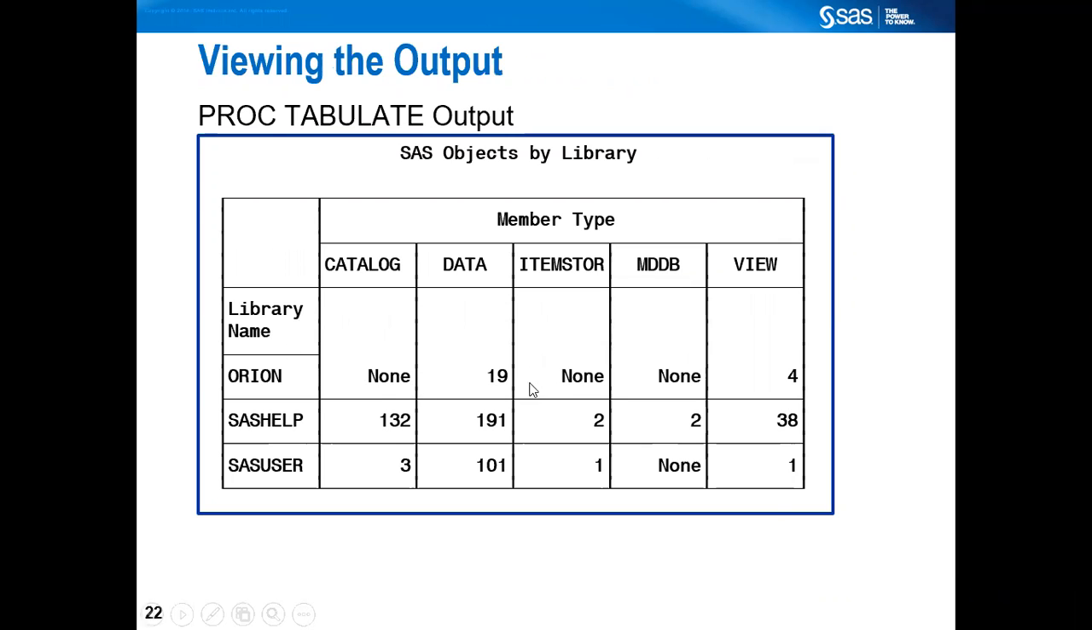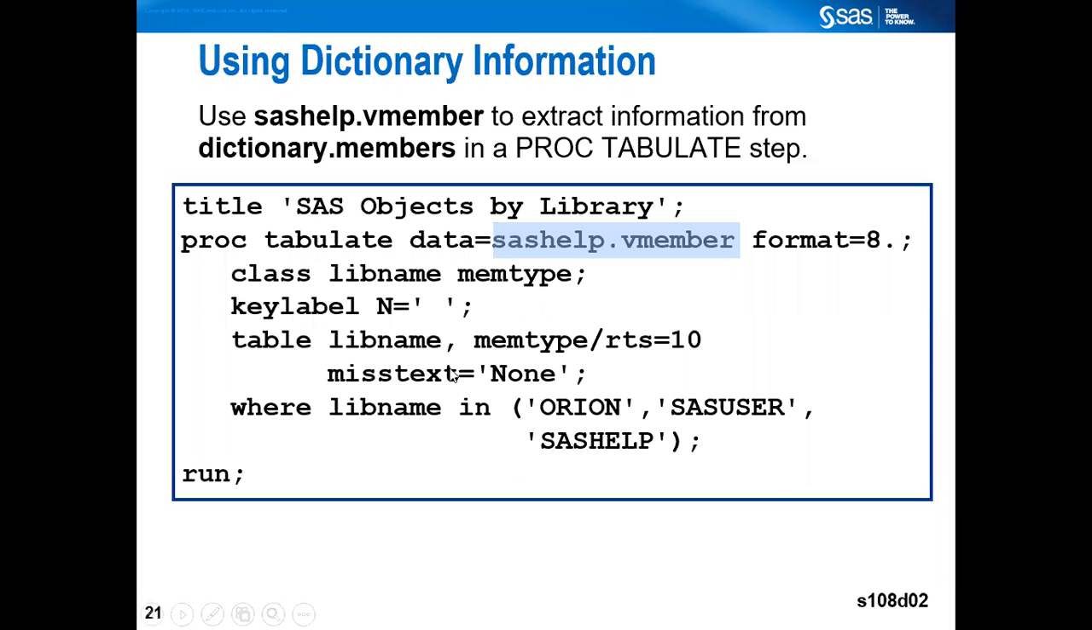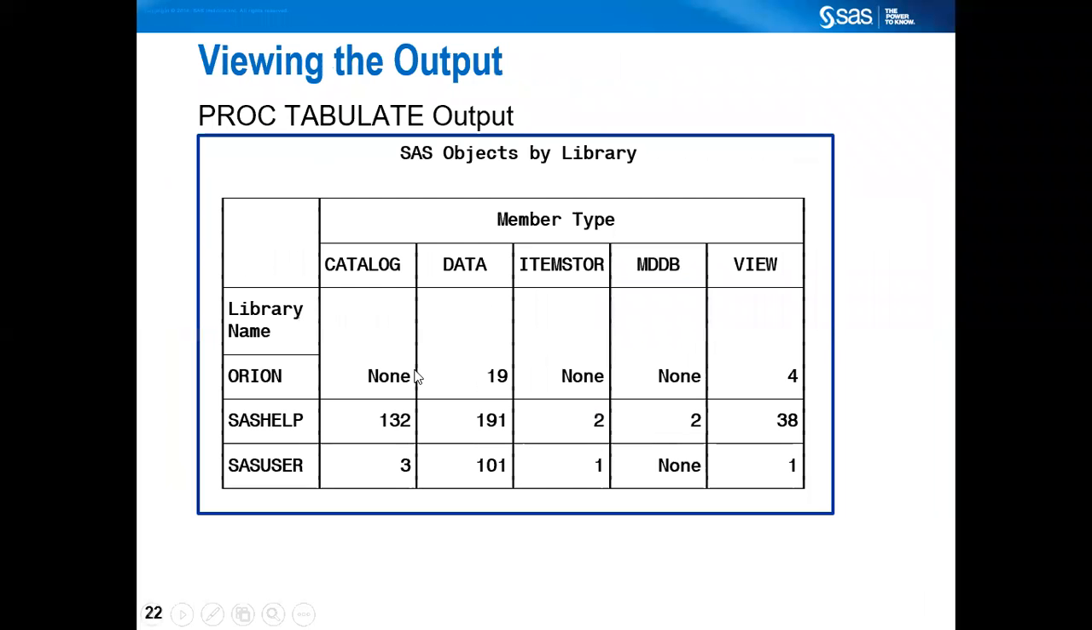Okay. Then here, see, none. None is where you have anything which is mixed case. Now it's one of the options which you write with tables, as you have the RTS option, you also have the misstext option. So this misstext option means if you have anything apart from either your blank values or anything, it should appear none. So that's what it's coming, none.